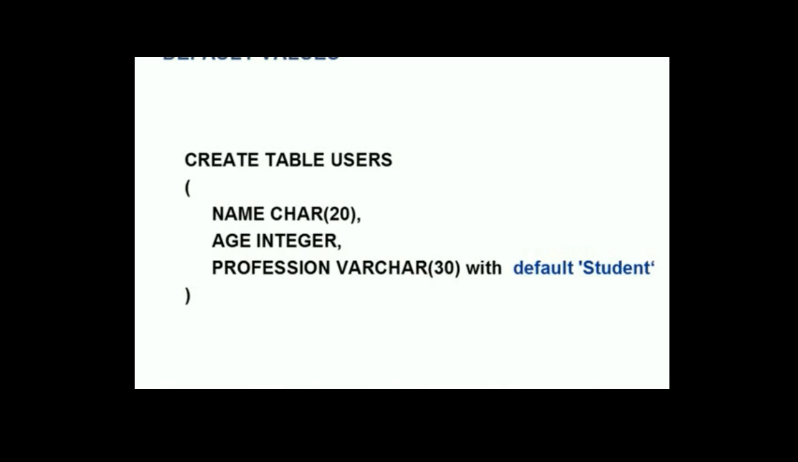When data is inserted into a table, you may want to automatically generate default values for a few columns. For example, when users of your website register to your site, if they leave the profession field empty, the corresponding column in the users table defaults to student. This can be achieved with the following statement. Create table users, name char of 20, age integer, profession varchar of 30 with default student.